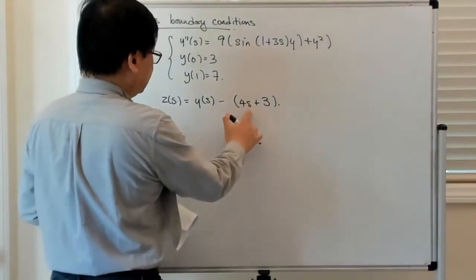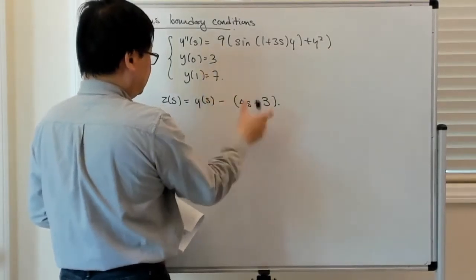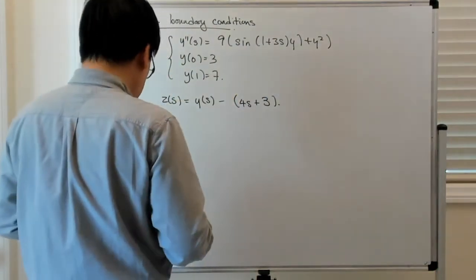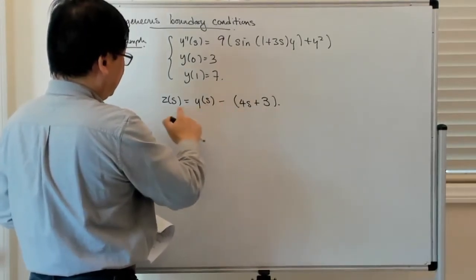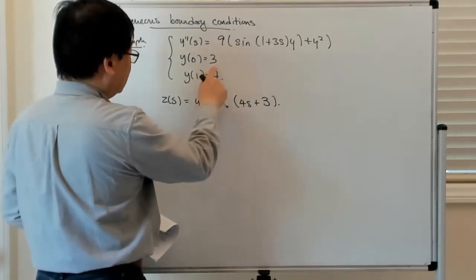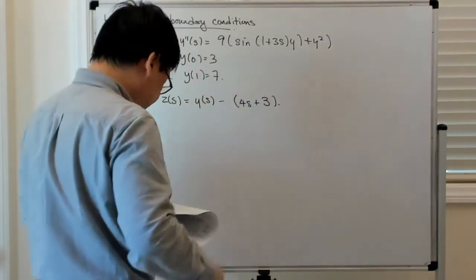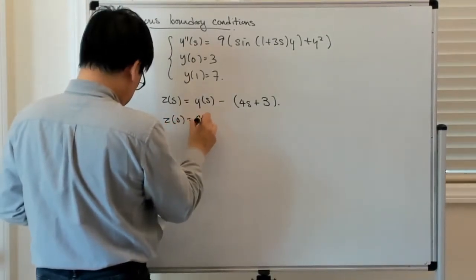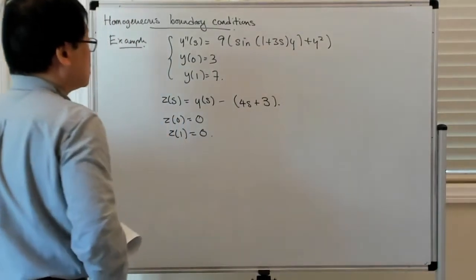Okay, so when s is equal to 0, I get 3. When s is equal to 1, I get 7, right? So this term satisfies this data. If I take this minus this, then whatever is left over, the z of s, is going to have 0 boundary data. So with that, I have z of 0 is equal to 0, and z of 1 is equal to 0.